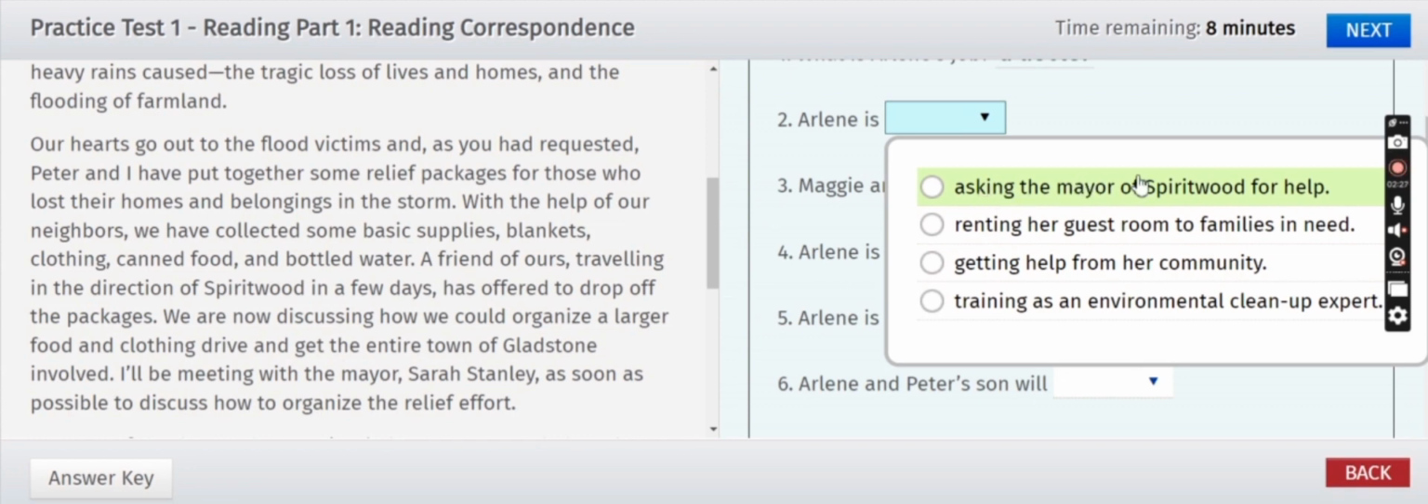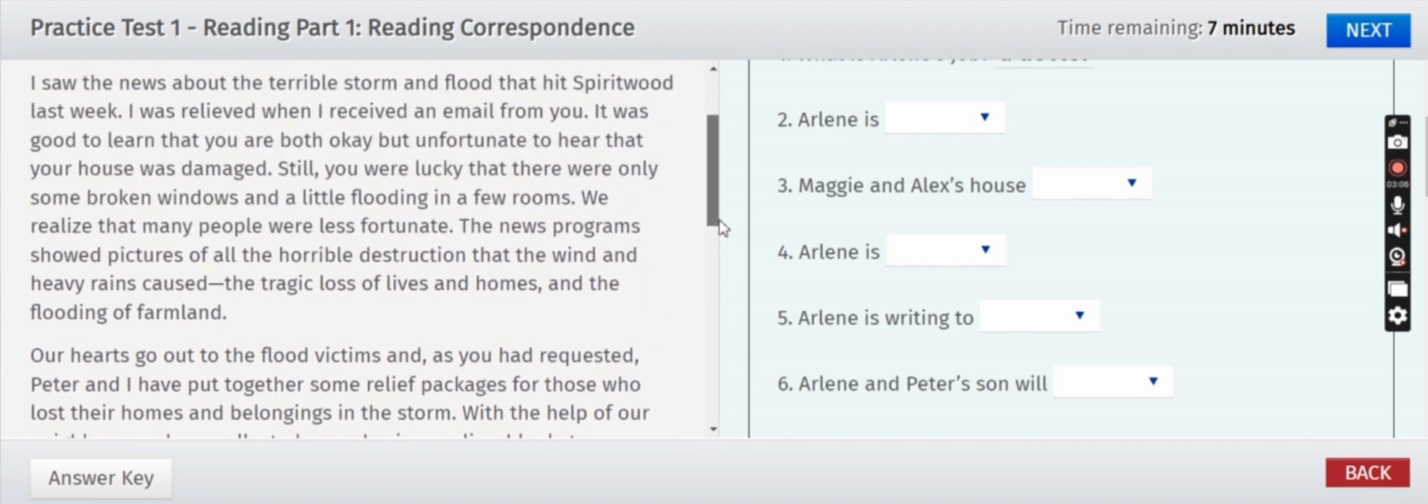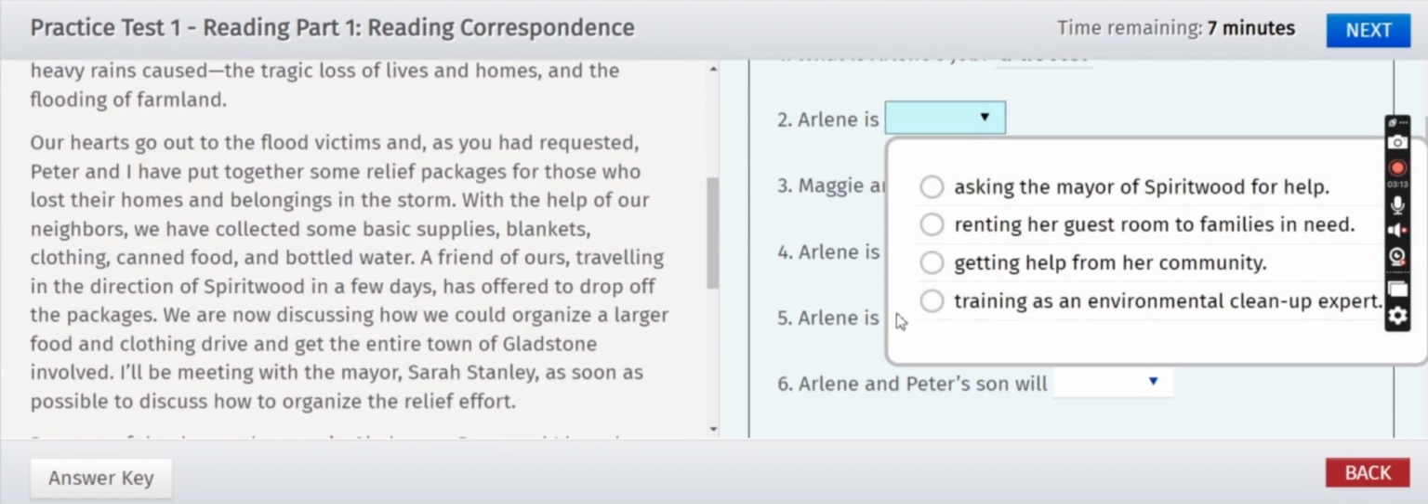Here we have to understand that Spiritwood is the place where the calamity occurred. Sometimes seeing the word mayor and Alan wanting to meet the mayor will make you assume that is the answer. But Spiritwood is the place Alan is offering help to. So why would she ask the mayor of Spiritwood for help? Alan is from Gladstone, and she's planning all the community relief activities in Gladstone, and she could probably be meeting the mayor of Gladstone. It is just to create confusion in your mind. They are indirectly giving you Spiritwood and Gladstone to confuse you.